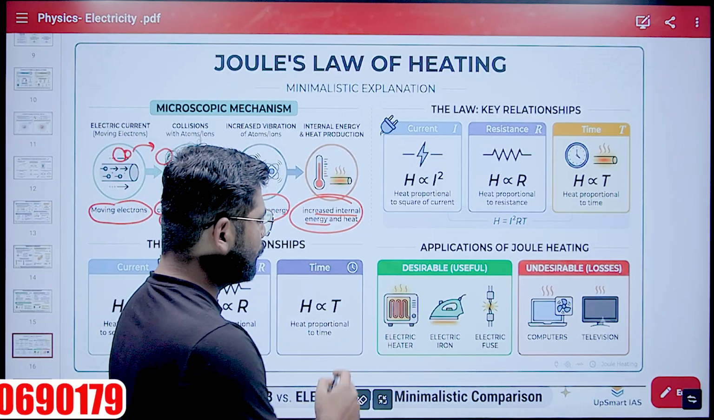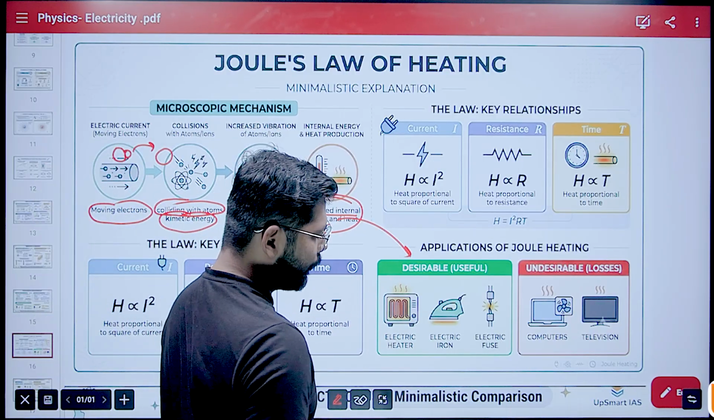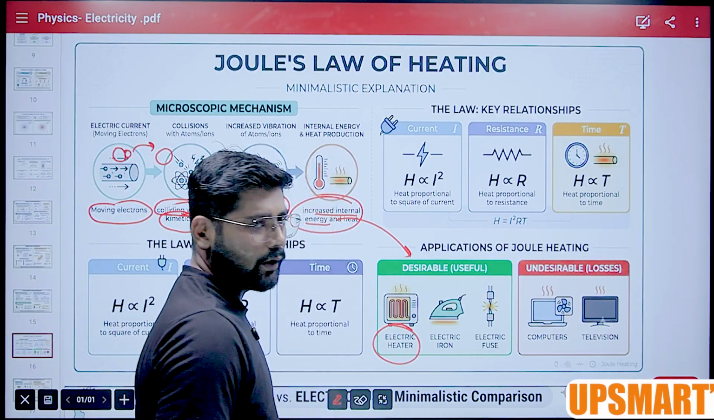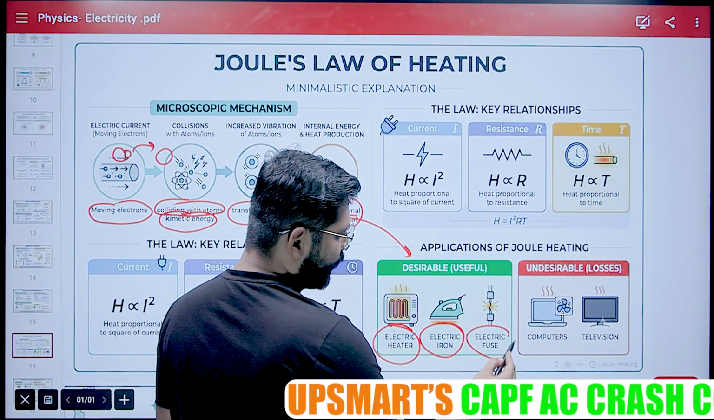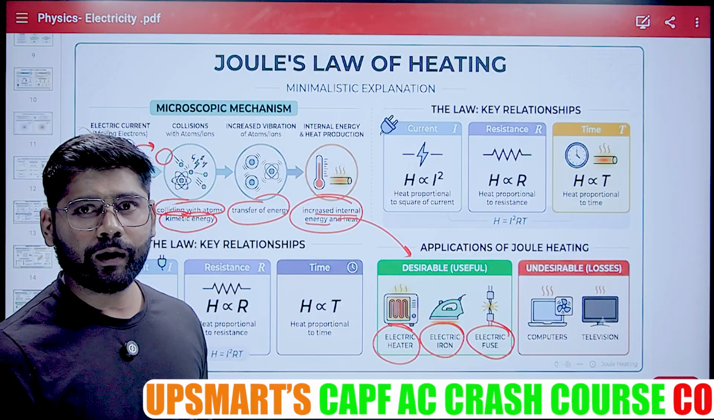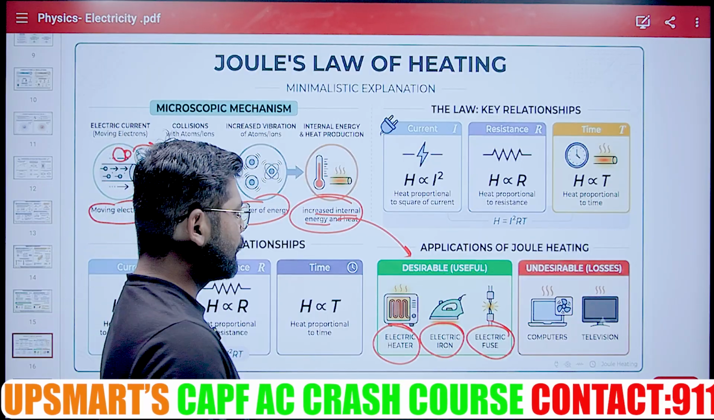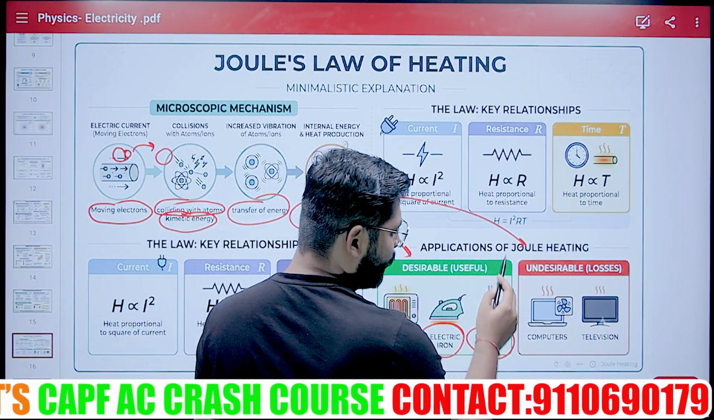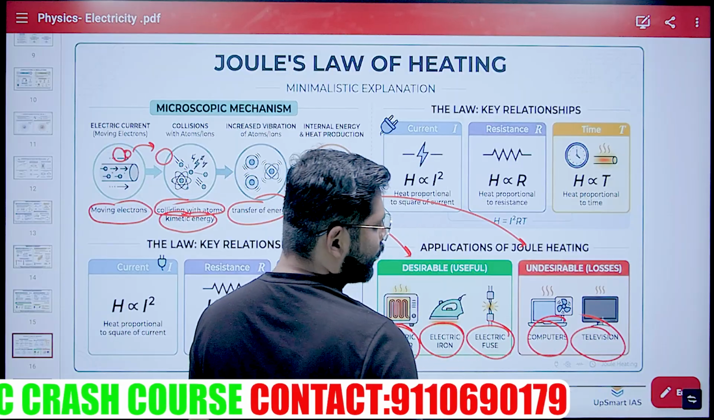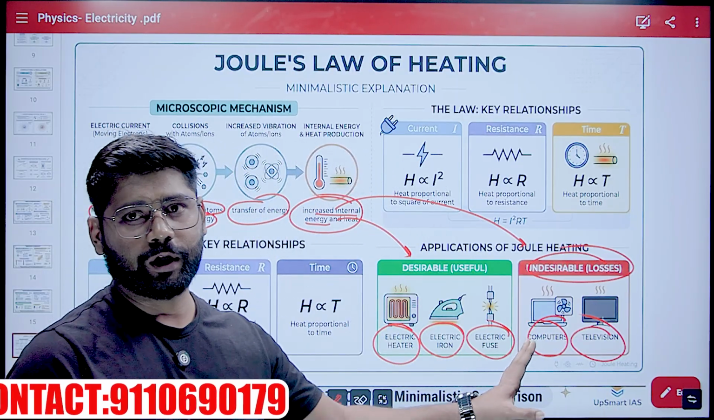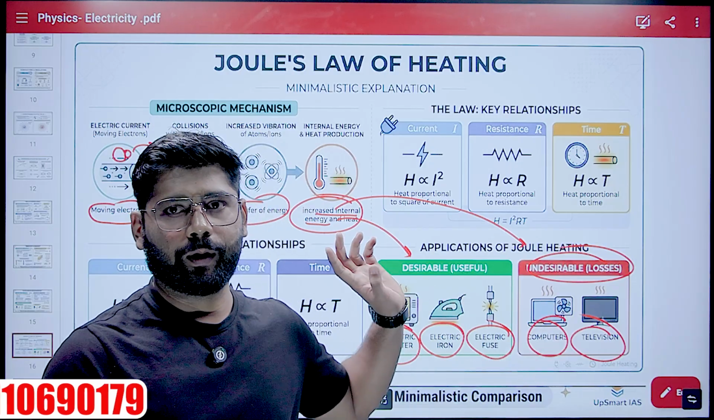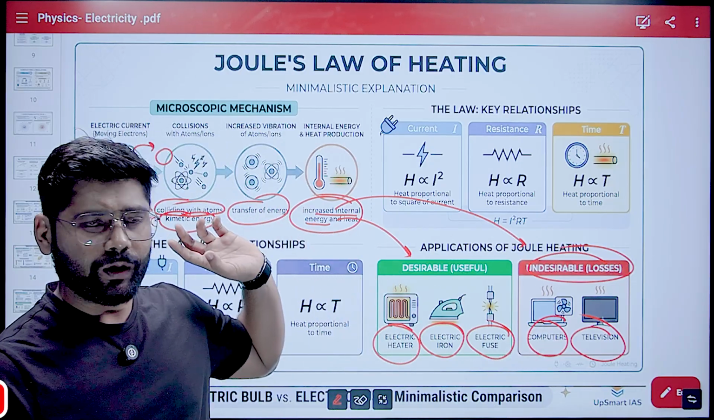Okay, and where we use this heat in a desirable function, we intentionally facilitate this collision. Electrical heater, iron, electric fuse. We intentionally arouse this collision. But if this collision is happening in a TV or computer, and they are getting heated, then what will happen? We will suffer losses. It is undesirable. There is a chance of circuit break or circuit collision.